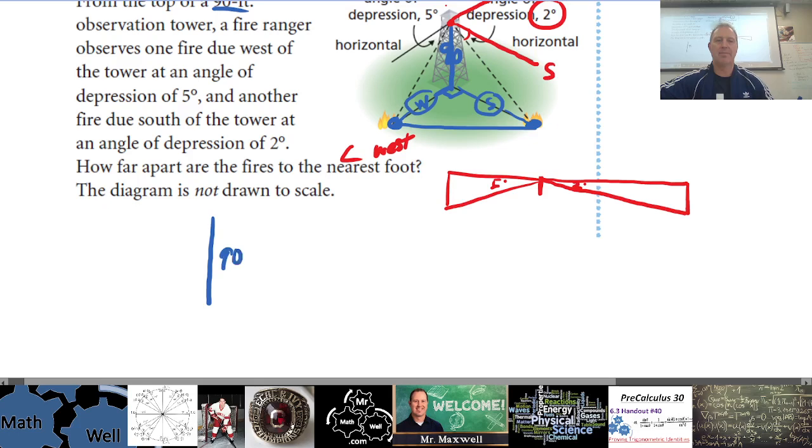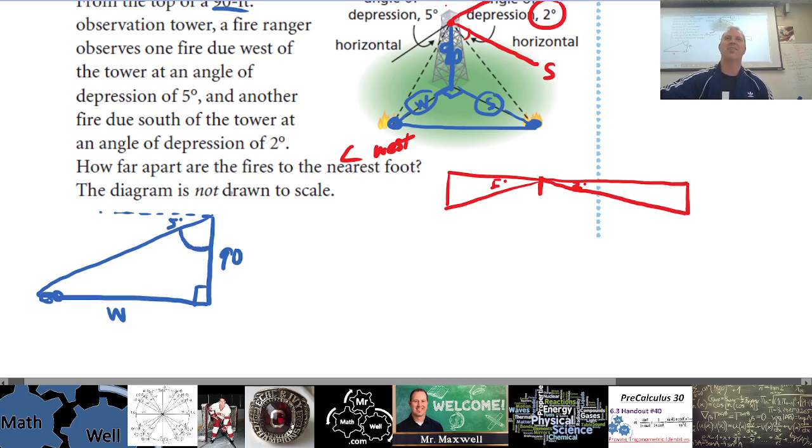Here's 90, okay? Here is a 90 degree angle, and here is the fire. This is W that I'm trying to find. What I'm given is an angle of depression, and this is not to scale obviously, an angle of depression of 5 degrees. So what is this angle? Because I really want to know this angle inside the triangle. So what's that angle? Anyone know?